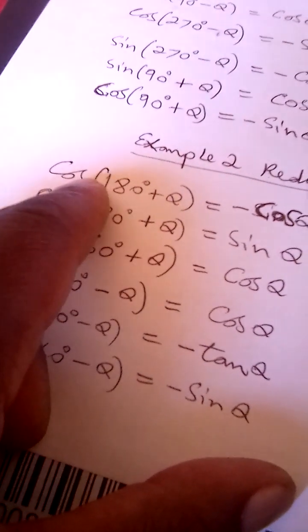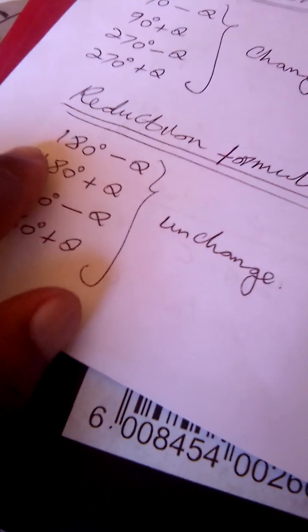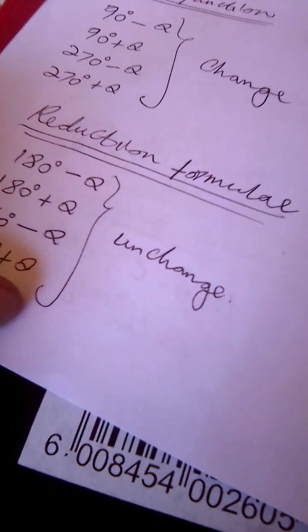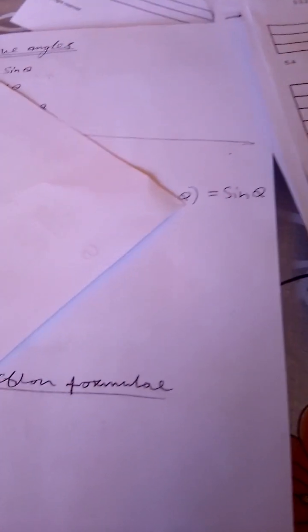And then change or unchanged? Unchanged, because 180 plus is a reduction formula. This reduction formula is unchanged. So cos won't change, it will remain as cos. Okay, I think it is clear.